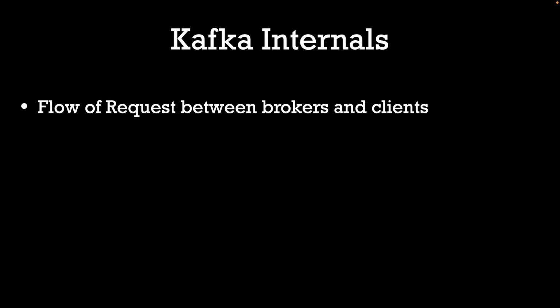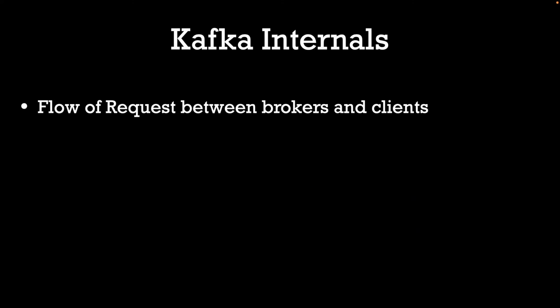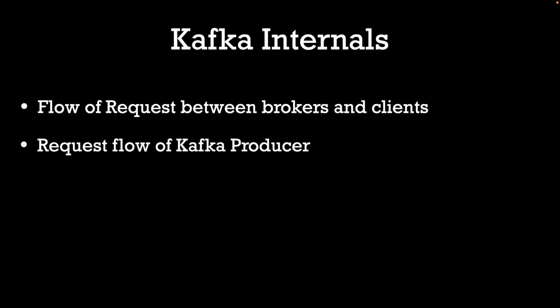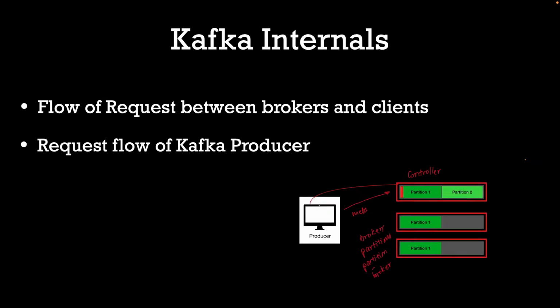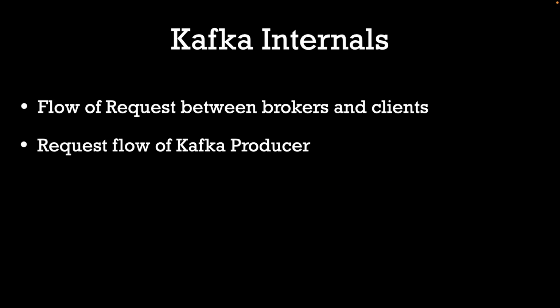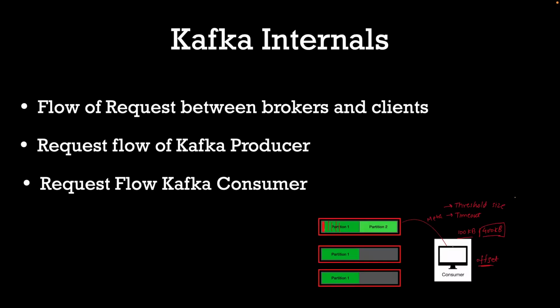So we are going to understand the flow of requests between the broker and the clients. We will see what type of information is shared between a broker and the client. After that, we are going to understand the flow of request for a particular producer. We will understand how the producer gets to know the information of the broker on which it has to publish a message. And after covering that, we are going to understand the flow of request for the consumer. So without any further ado, let's dive into the video.